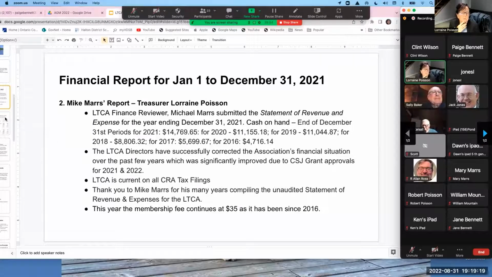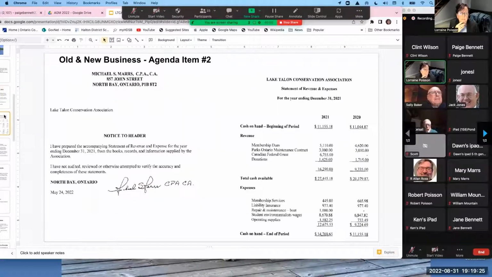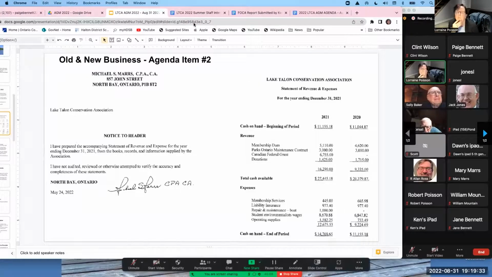So a couple of things. We'll take a look at the statement from last year, the year-end statement. I'll just mention that our total revenue last year was over 16,000. And at the end of the year, our bank balance was just over 14,000. So we started the year on a pretty good, stable footing. And when I look at the budget this year, I expect we'll continue to improve. That's mostly due to the grants that we are receiving.